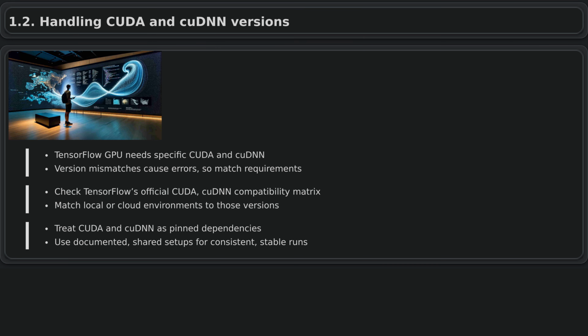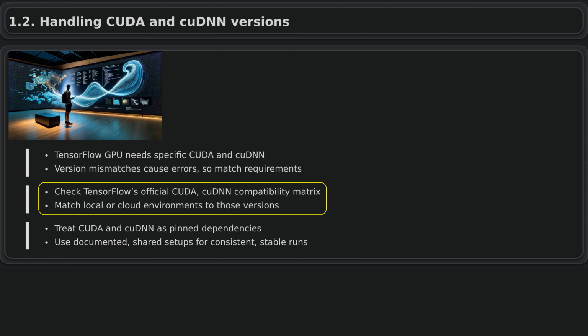Handling CUDA and cuDNN versions. To use GPU acceleration with TensorFlow, you need compatible versions of TensorFlow, CUDA, and cuDNN. CUDA is NVIDIA's GPU computing platform, and cuDNN is a library that speeds up deep learning operations. TensorFlow's GPU-enabled builds are tied to specific CUDA and cuDNN versions, so version mismatches can cause GPU access errors. Instead of installing the newest CUDA and cuDNN, make sure you install the versions required by your TensorFlow 2.20.0 installation.